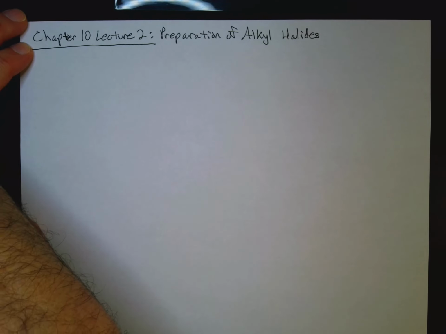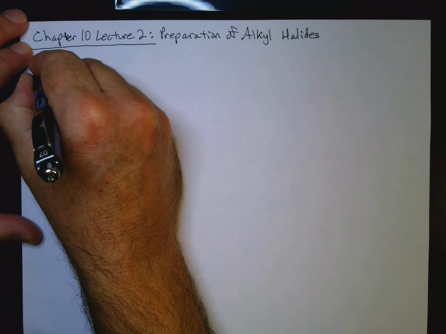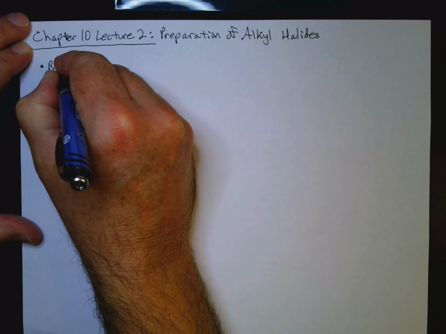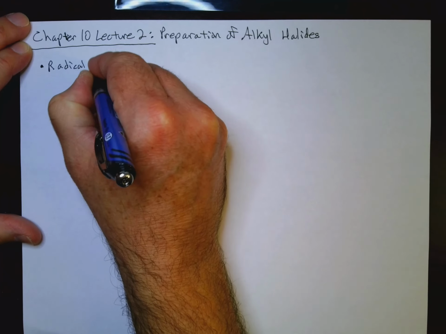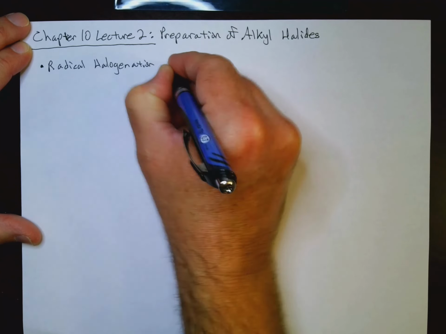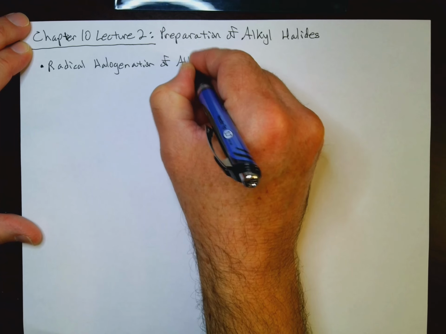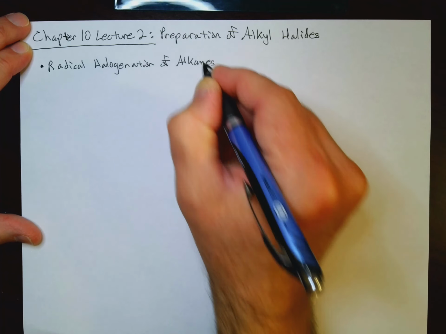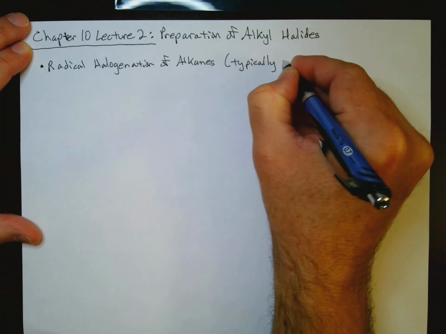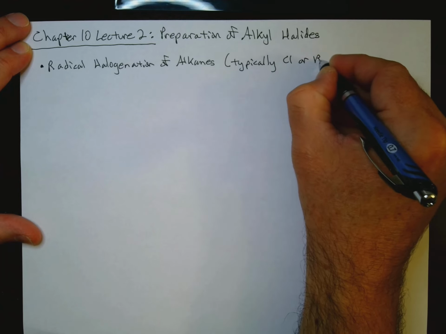In this lecture we'll look at some different ways of preparing alkyl halides. In particular, we're going to look at radical halogenation of alkanes, and this is typically chlorine or bromine.